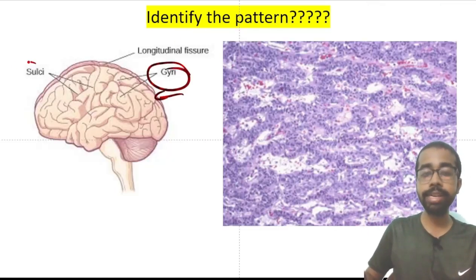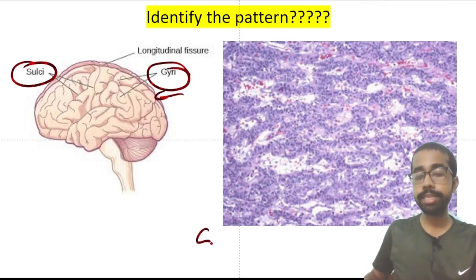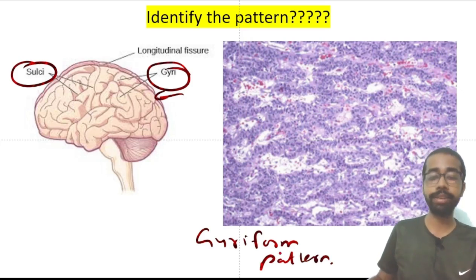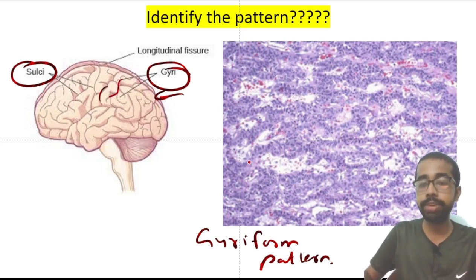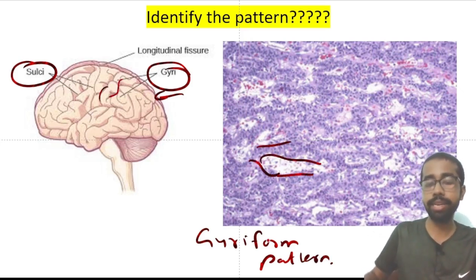Okay, what about this pattern? Normal I have shown you, gyri and sulci I have shown you, so you must be telling that this is nothing but gyriform pattern, isn't it? Again, where do you get this gyriform pattern? Just like the interconnecting gyri of the brain, you can see these interconnecting areas. In a carcinoid also, you can get gyriform pattern, right?